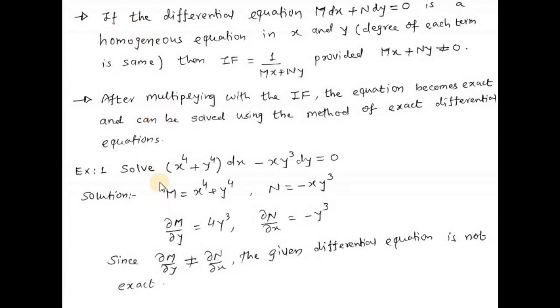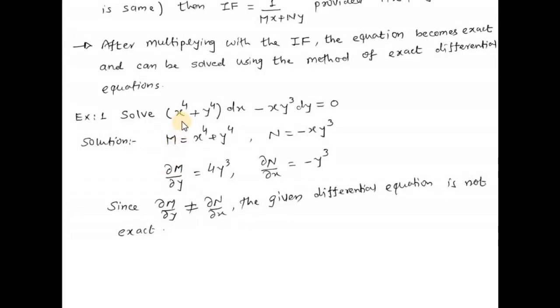First example: solve (x raised to 4 plus y raised to 4) dx minus x y cube dy equal to 0. First of all, we will compare the given differential equation with M dx plus N dy equal to 0. So M will be x raised to 4 plus y raised to 4 and N will be minus x y cube.